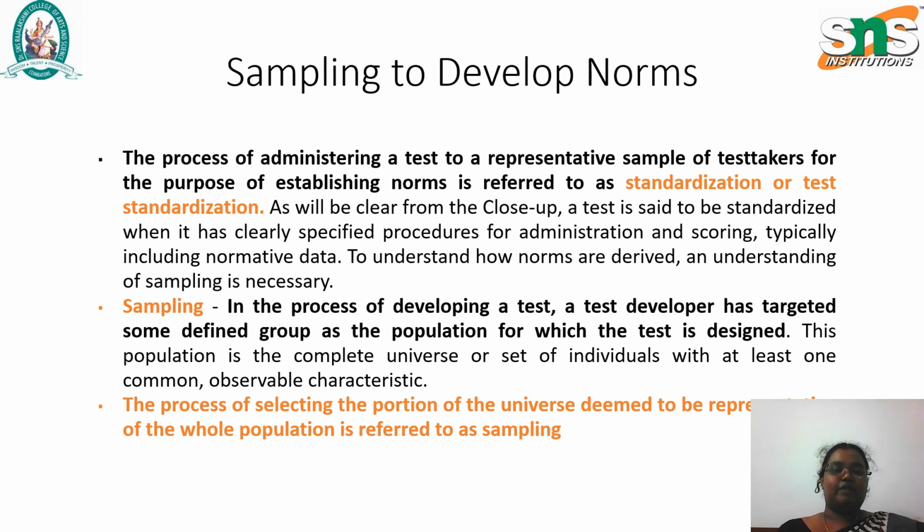Non-probability sampling. Convenience sampling, selecting individuals who are readily available, which may introduce bias. Purposive sampling, selecting individuals based on specific criteria, often used for exploratory or qualitative research.